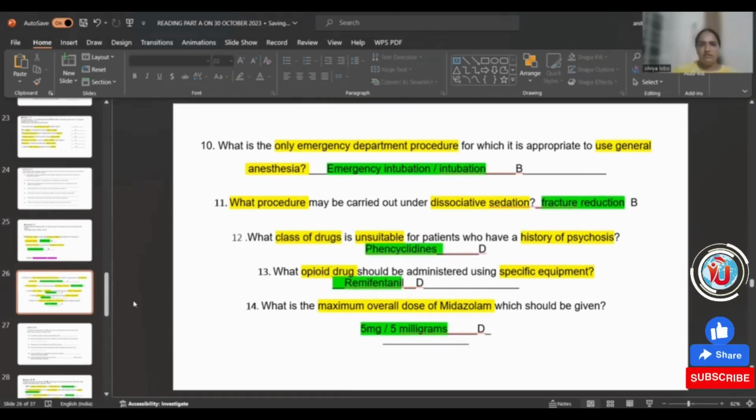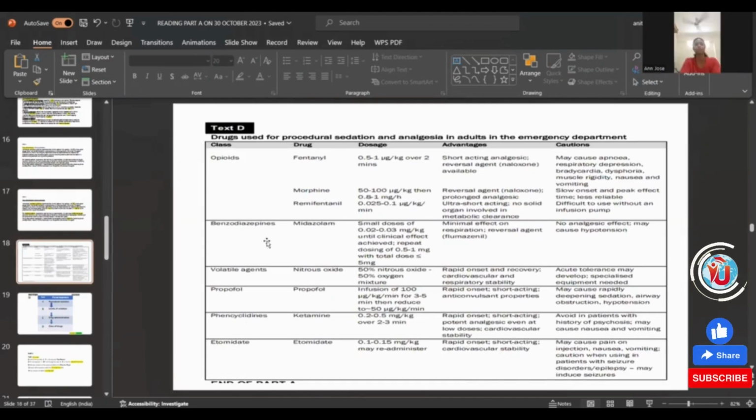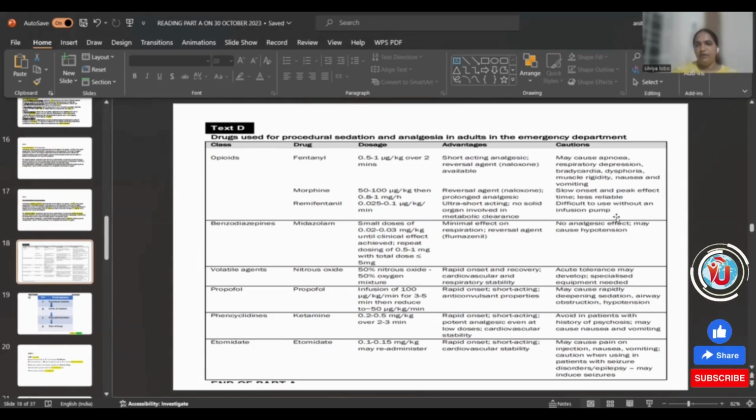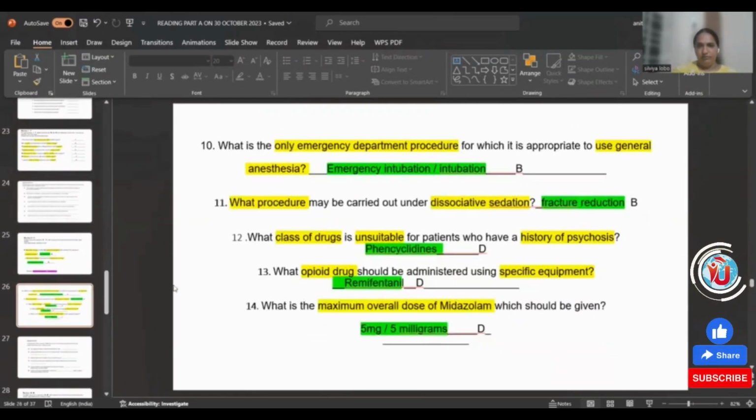Okay. Next question. What opioid drug should be administered using specific equipment? So this one also comes under text D. Here, see here. Remifentanil is difficult to use without an infusion pump. In the question, they ask what opioid drug is administered using specific equipment? So we can answer it remifentanil.